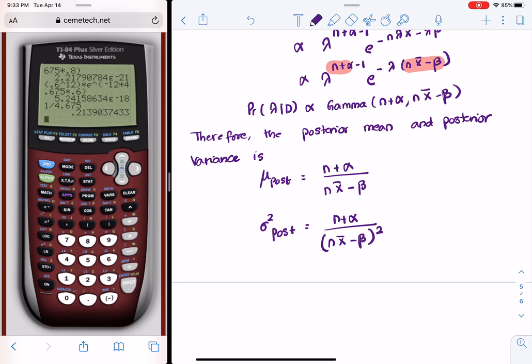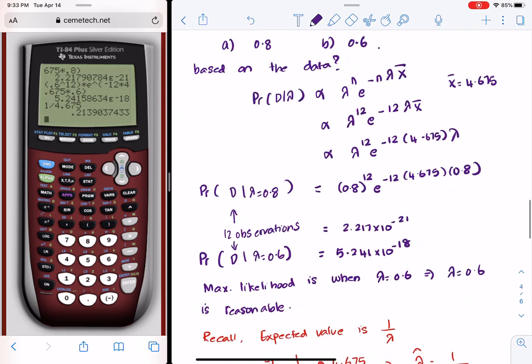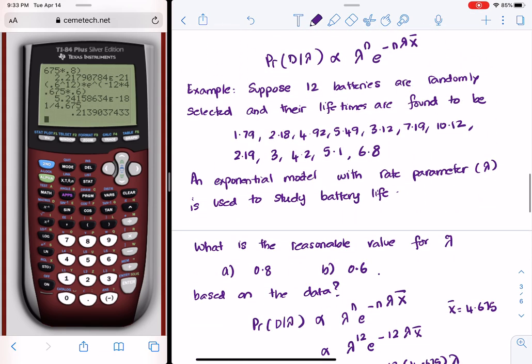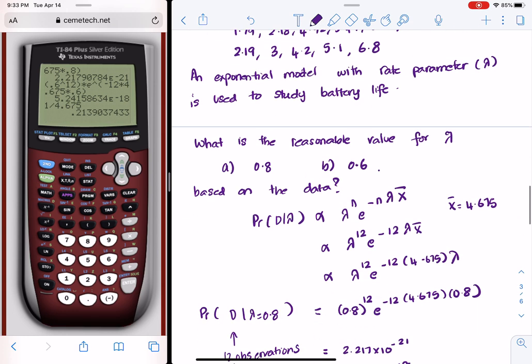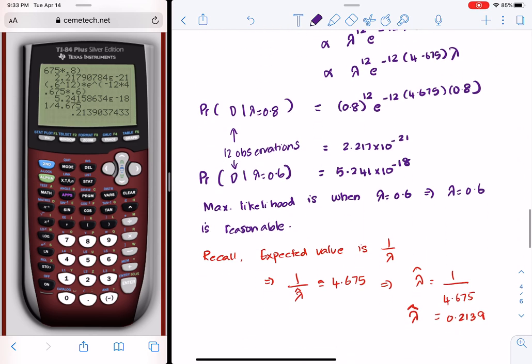Now, let's say we can find the posterior distribution for the example that we had, which is right over here, with the 12 batteries. Of the two reasonable values that we had, 0.8 and 0.6, it turns out 0.8 is a much more reasonable value, and in reality the actual estimate is 0.2139. That is what we call the likelihood estimate.